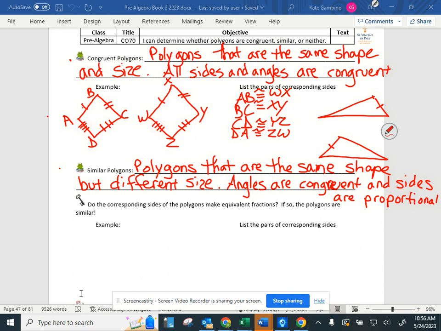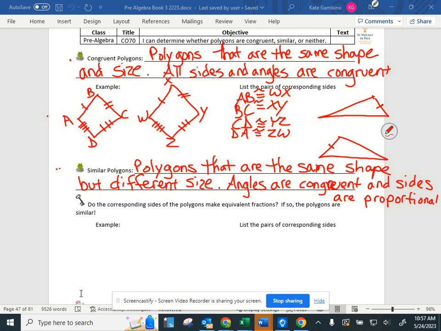If they are not identical, we know they're not congruent. If the sides are not proportionate, then they are not similar. So they are neither. So we have congruent, similar, and neither. It's pretty easy to tell if they're congruent because the measurements will be identical. So if the measurements are identical, we know it's congruent. The similar part is where we have to stop and think, and we have to do the math.